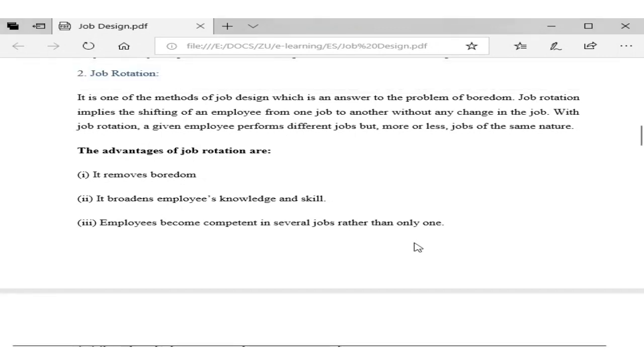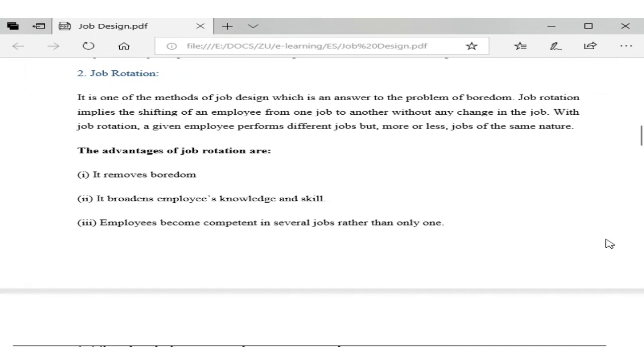Then it broadens employees' knowledge and skills, so your knowledge widens. How do you handle customers? There are different customers you serve. Customers in Kitale, customers in Naivasha, customers in Bungoma. They will be different. There'll be differences in terms of even their knowledge, skills, their wants. So you will know how to handle different customers, it broadens your knowledge and skills, and employees become more competent in several jobs rather than one.